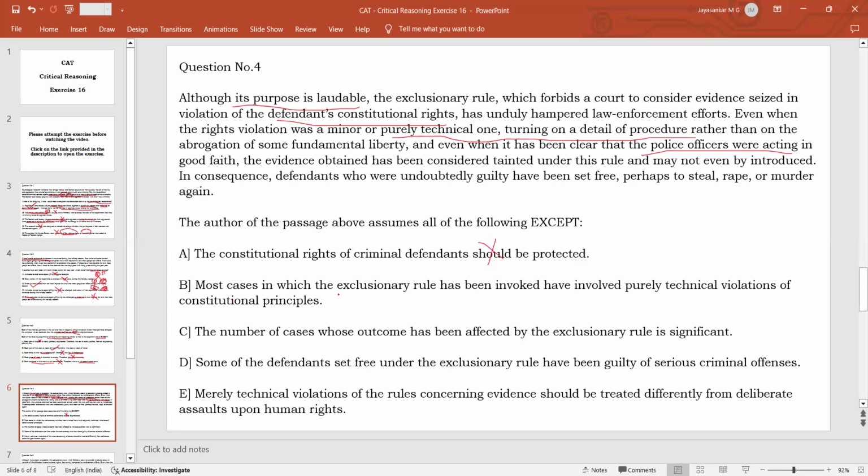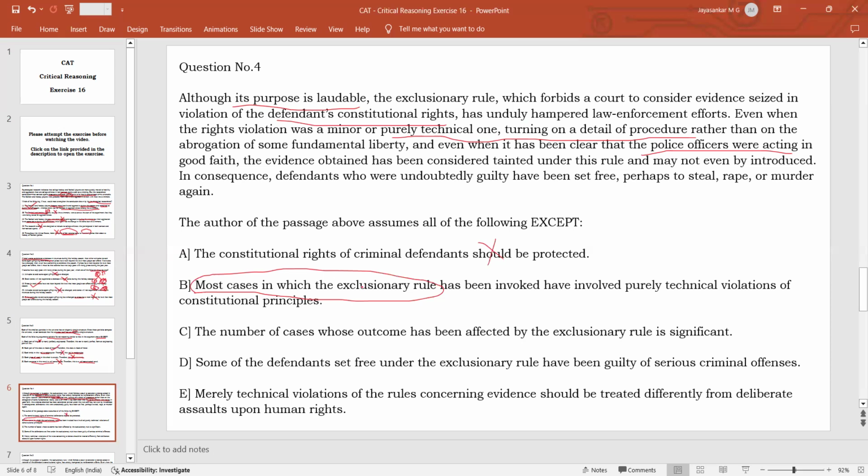Option B, most cases in which the exclusion rule has been invoked have involved purely technical violations of constitutional principles. What do you say about this? The passage is saying that there are cases in which the exclusionary rule is used when there were only procedural or technical violations. But that most of the cases in which the exclusionary rule has been invoked are like that is not stated in the passage. The author is not arguing that the majority of the cases in which the exclusionary rule has been used, it is misused. No, the passage is not saying that.